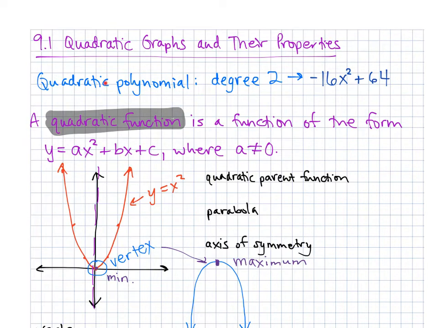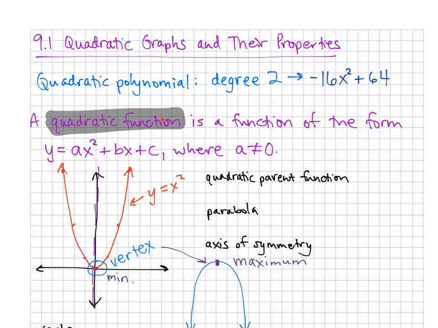So a quadratic polynomial we learned in Chapter 8. Quadratic means degree 2, and polynomial just means more than one monomial, or more than one term. And so the degree 2, right, is the quadratic part. So these are all going to have the highest term as x squared.